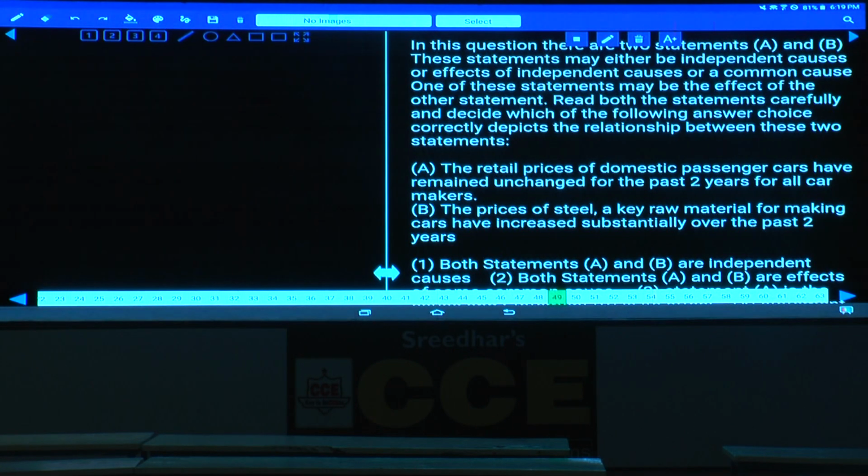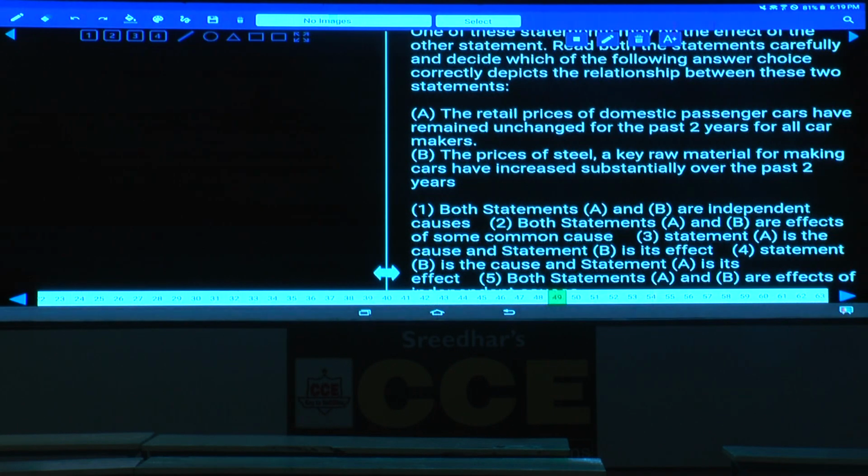The retail prices of domestic passenger cars have remained unchanged. This is the result, isn't it? For the past 2 years, for all the car makers, they haven't changed the prices at all. They have taken a decision that there is no change in the prices. It is a result. Result of what? What could be the reason behind this one? The reason must be, maybe the sales are very less for the last 2 years, isn't it? There is no increase in the sales, hence they could not dare to increase the prices of the cars.